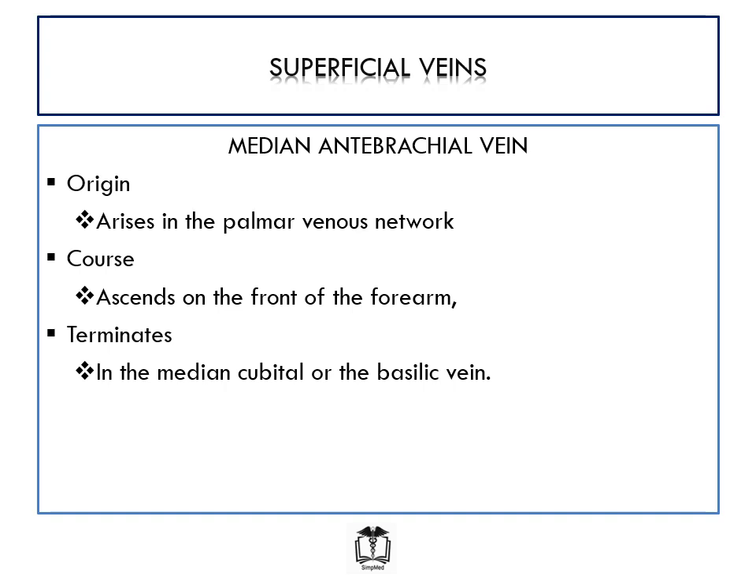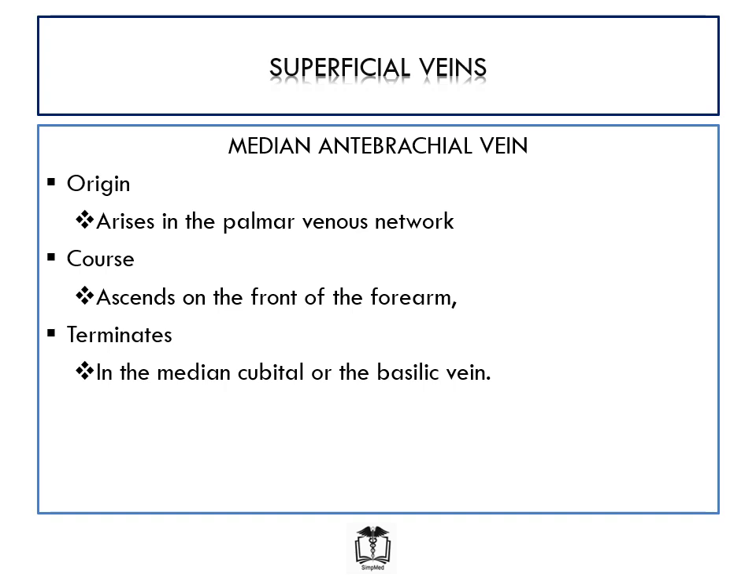One other way in which it can terminate is by the fact that sometimes it replaces the median cubital vein when it is located in the anterior aspect of the elbow. So most times when we are seeing the median antebrachial vein, it might be a replacement for the median cubital vein. But in other cases, when we see the median cubital vein, we might as well not see the median antebrachial vein, or we might see both of them occurring together.